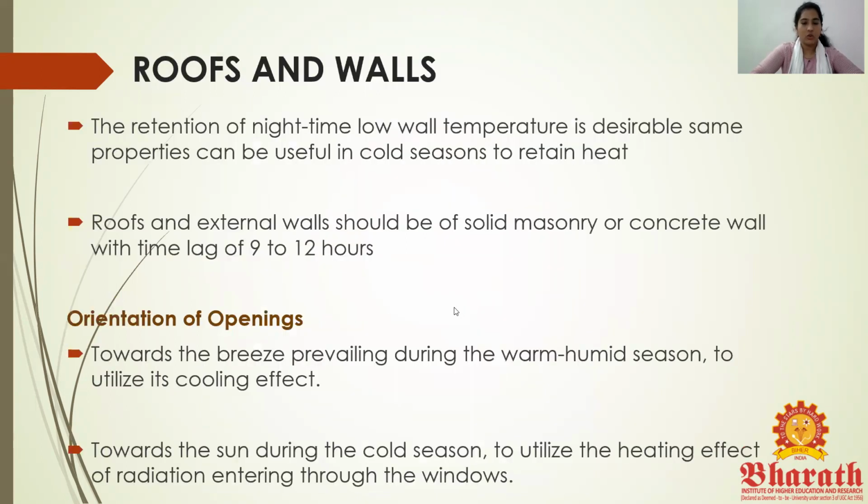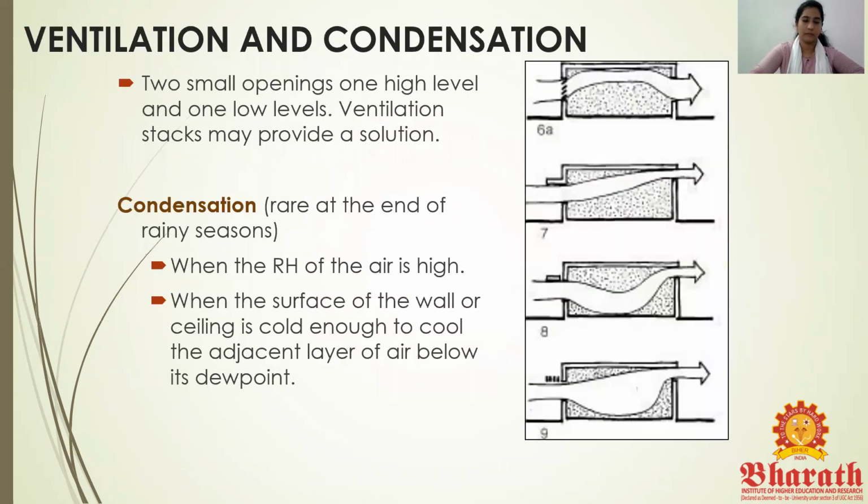Now looking at your roofs and walls, the retention of your nighttime low wall temperature is desirable. Same properties can be useful in the cold seasons to retain the heat. The roof and the external walls should be of solid masonry or concrete walls with a time lag of 9 to 12 hours. The orientation of openings: towards the breeze prevailing during the warm humid season to utilize its cooling effect, and towards the sun during the cold season to utilize the heating effect of radiation entering through the windows.